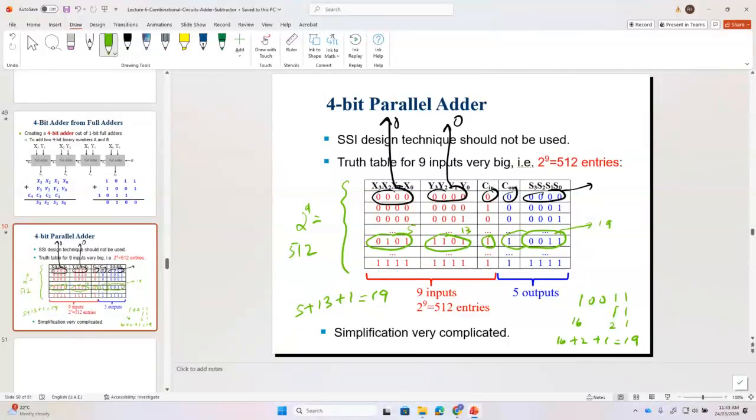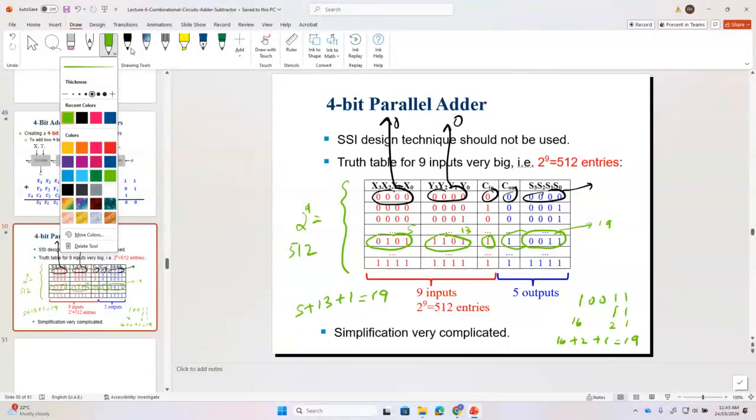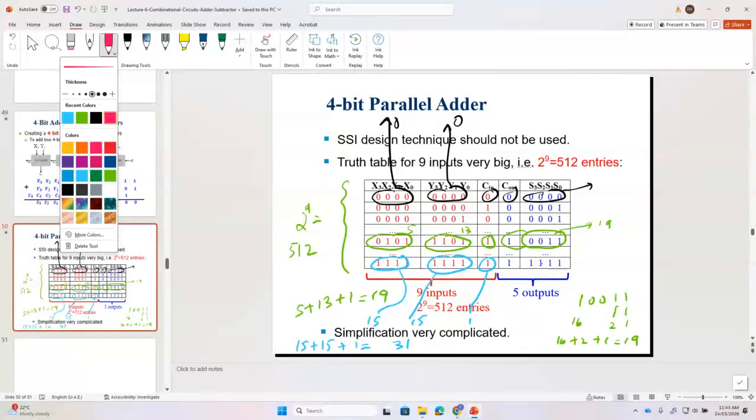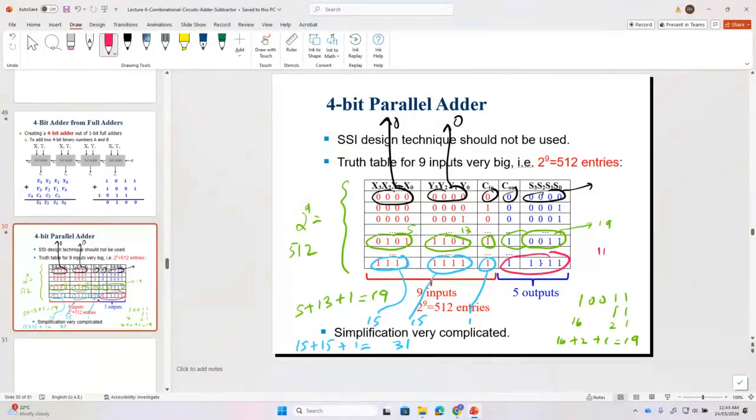Okay. Now if you look at the last entry, now please look at here the last entry. Maybe I can use the blue color. What is this value? This is actually 15. What is this value? It's also 15. And this is 1. So this is actually 15 plus 15 plus 1. What is 15 plus 15? 30 plus 1, 31. And if you go for the output, this code is the code for 31. 1, 1, 1, 1, 1, which is the code for 31. Any question?